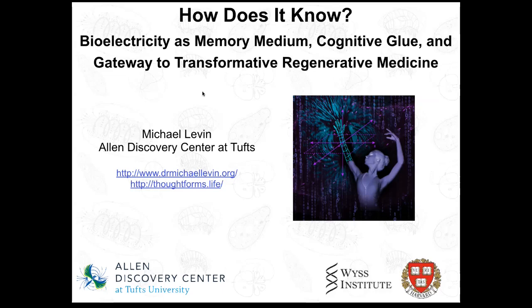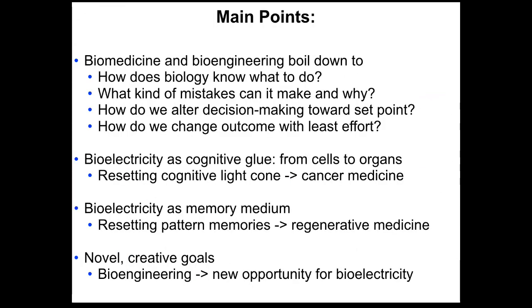Because when we look at biology, and in particular developmental biology, that's one of the first things that strikes people: how do the cells and tissues and everything else know what to do? So I'm going to give a few main points. First of all, I'm going to claim that biomedicine and bioengineering boil down to finding out the informational structures of the material of life. That is, how does it know what to do in various circumstances, what kind of mistakes it makes and why, how do we alter decision-making towards specific set points that living material is very good at doing, and for biomedicine and engineering in particular, how do we change these outcomes with the least effort possible?